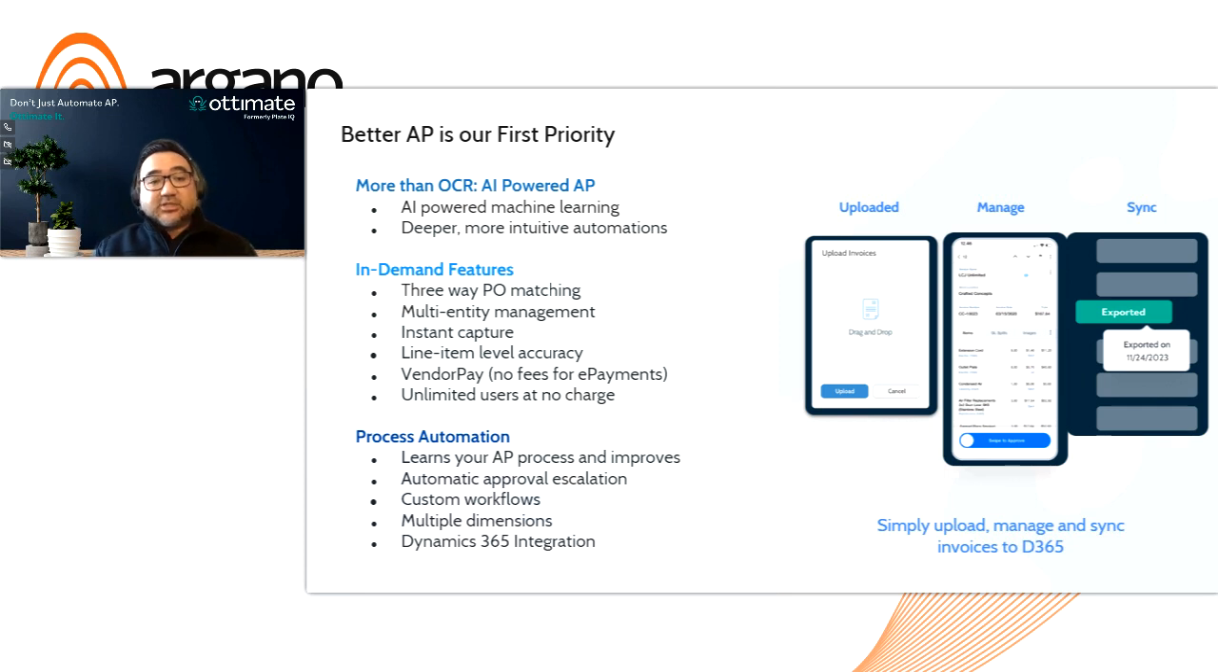And on-demand features such as 2- and 3-way matching, multi-entity management if you have multiple companies and multiple entities, instant capturing of line items for PO-based invoices. We do have vendor payment capability, which we'll touch on, and unlimited users. We do not charge by users. You can have one user or 1,000 users, thousands of users. We really don't care how many users. And ideally, we want as many users of the system as possible to leverage the workflow capability and whatnot for your organization.